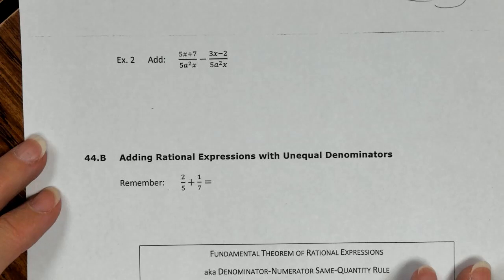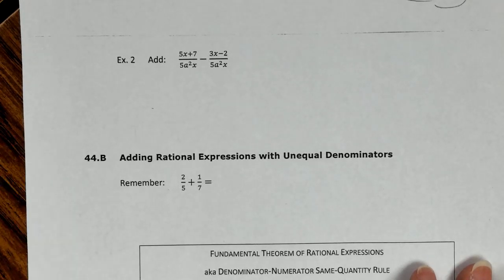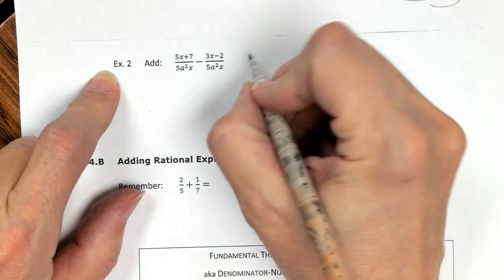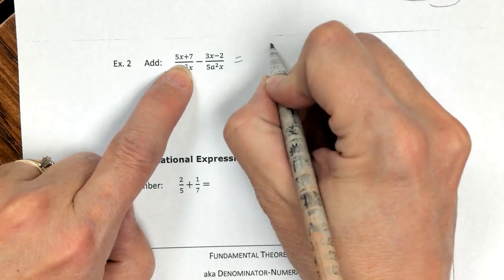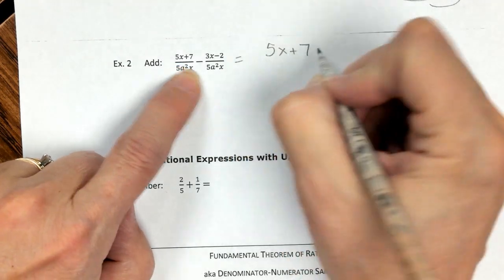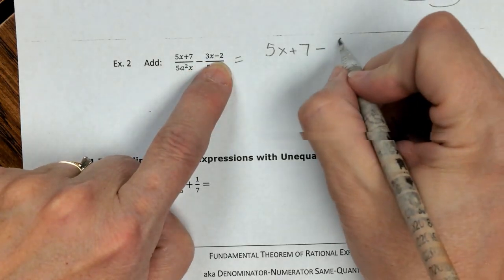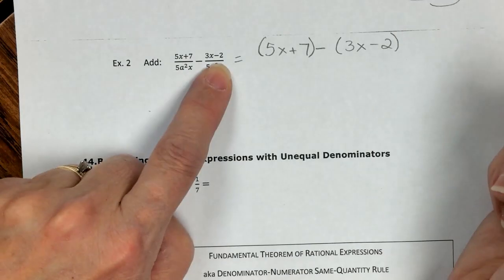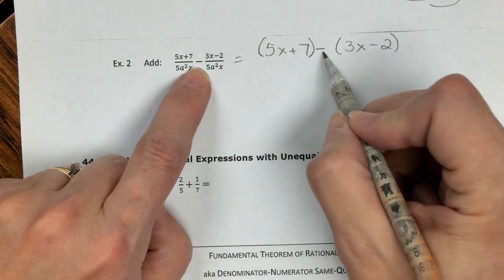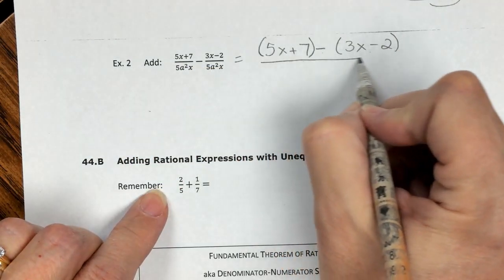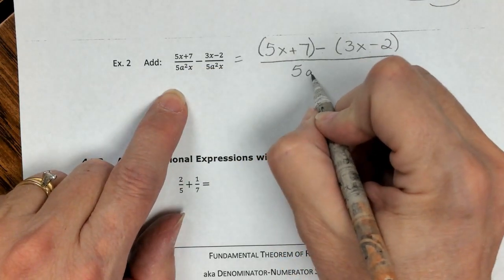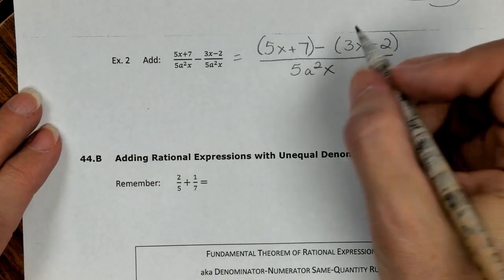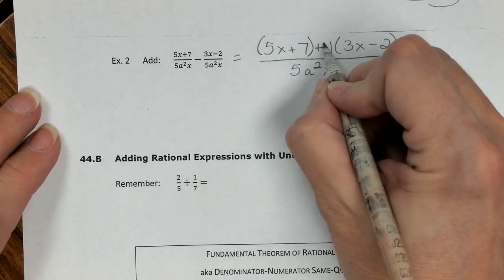These denominators are also identical, and now we add or subtract as indicated the numerators. So what we have here is this first numerator, 5x plus 7, minus this numerator, 3x minus 2. Put each numerator in its own set of parentheses. It was the first one minus the second one, and that is all over the common denominator, 5a squared x. And now we just simplify. First thing we have, we know there's an understood 1 here. This is a negative 1.